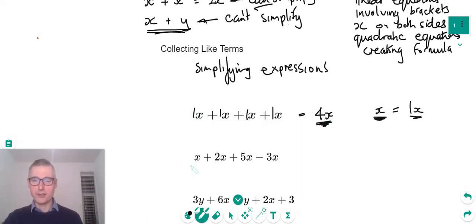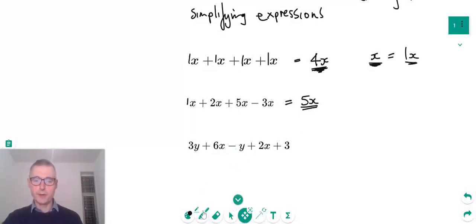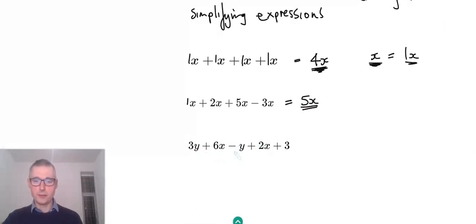Now I'm going to look at this next example here, and we can see this time we've got an x plus 2x plus 5x, take away 3x. So we just add them together by adding the numbers in front of them. So we can see we've got a 1x there, plus 2x plus 5x, so 1 plus 2 is 3, plus the 5 is 8, take away 3, so take away 3 x's, and that would take us back to 5x. So that's that one.